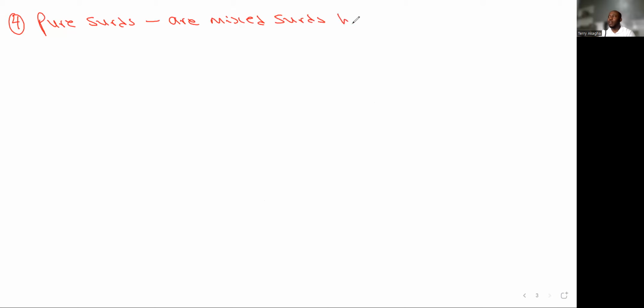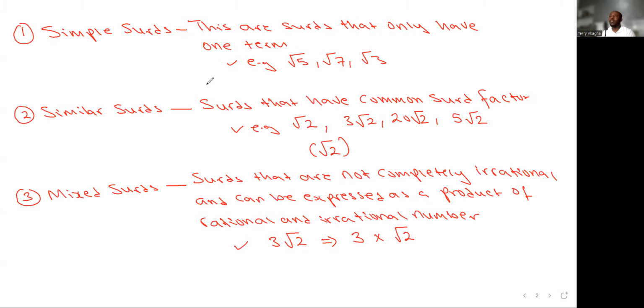Having a rational value of 1. Okay? So for example, we have 1 root 2, which is the same thing as root 2. So you can see that pure surds are very similar to simple surds, because all simple surds can be referred to as pure surds. They can be referred to, all right?